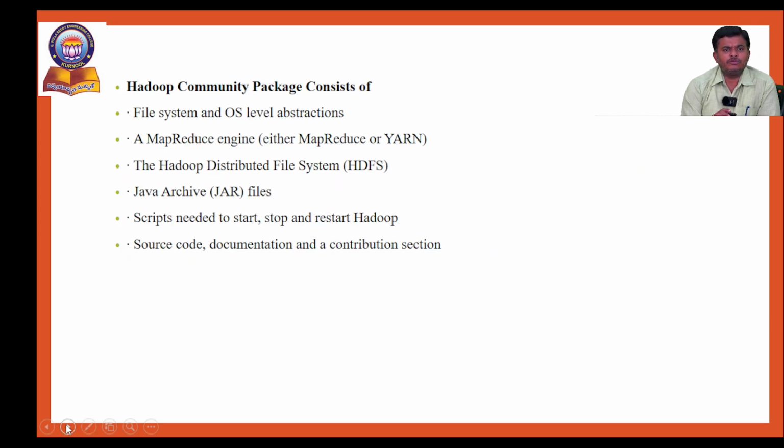When you download a Hadoop package, it generally consists of file system and OS level abstractions, a MapReduce engine, either MapReduce or YARN, the HDFS, the Hadoop distributed file system, Java archive files, scripts needed to start, stop and restart the Hadoop system, source code, documentation, and a contribution section. So these are the contents of a Hadoop community package.